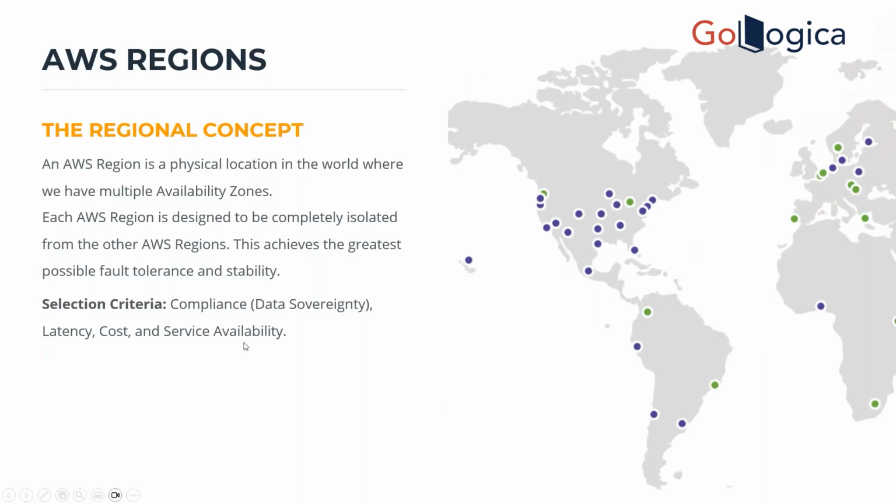And very important again, the service availability. There are more than 200 services offered by AWS, so all 200 services may not be available in all the regions. So you need to also check whether the service is available in that region or not.